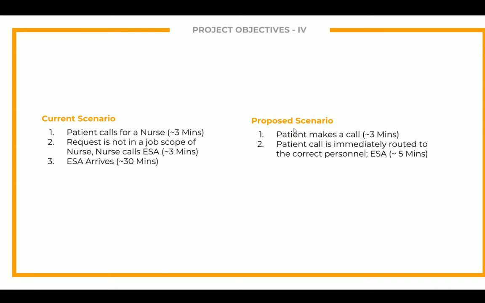So what I propose is that the patient makes a call, and through intelligent job routing, this patient call is immediately routed to the correct personnel, for example the ESA, the Environmental Service Agent. So it doesn't have to go through a nurse or anything else, it just immediately goes to the correct personnel. So this saves processing time and transfer times, and it increases productivity.